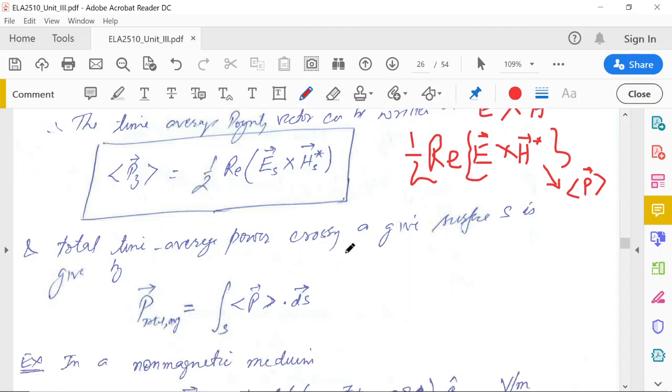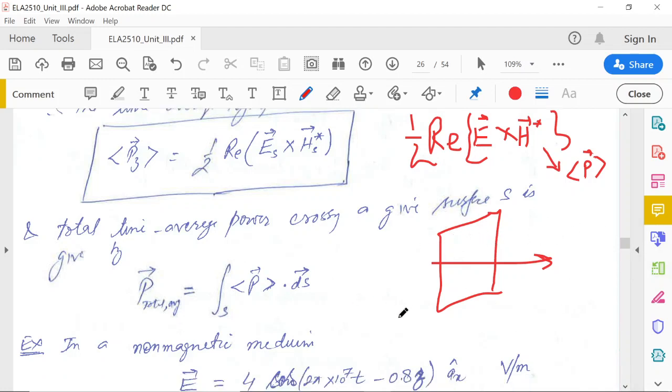So this is the total power crossing a given surface. For example, if an EM wave is moving in this direction and you have some surface, which is not closed either, and we want to find out the total power crossing this surface, just compute this integral, the time average Poynting vector dot dS over this surface. It will give you the total power coming out. Now, this dot dS will not be a vector; this was a mistake. It will be a scalar quantity. Here it will give you the total power.